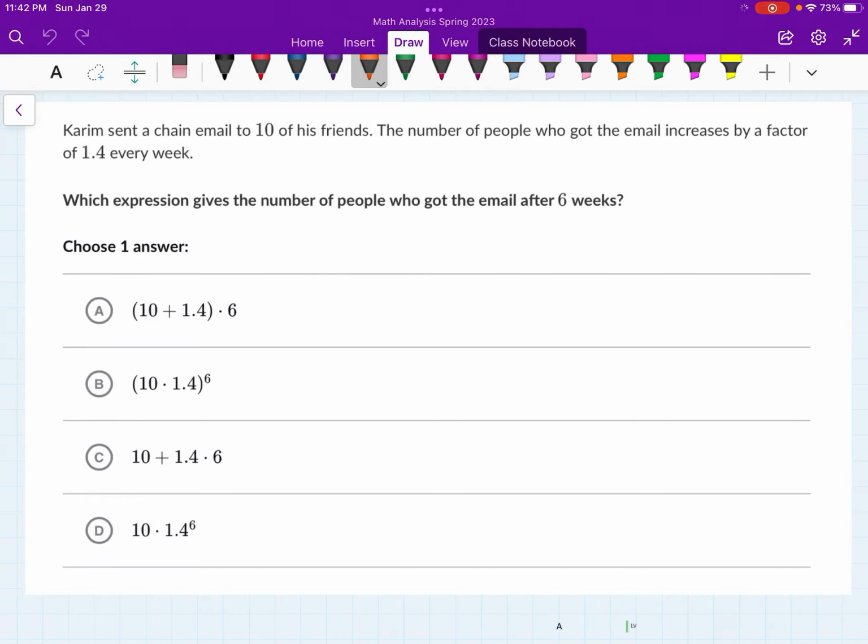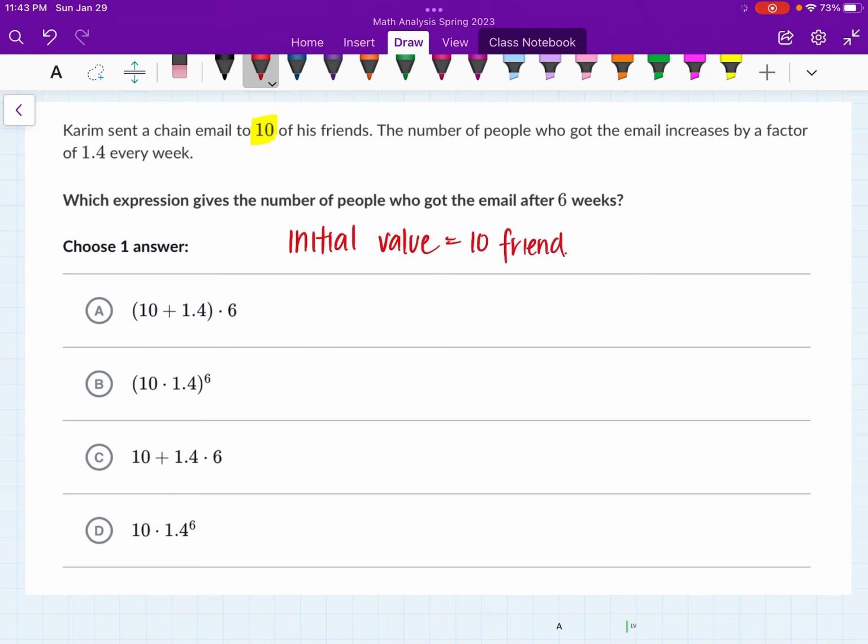All right, let's go ahead and take a look at the next example. In this next example, it says that Karim sent a chain email to 10 of his friends. The number of people who got the email increased by a factor of 1.4 every week. So starting off, we have our starting value, which is 10 friends. So our initial value is 10 friends. All right.